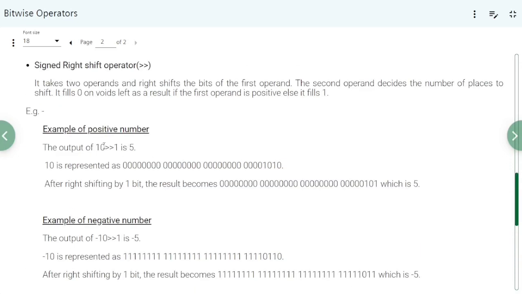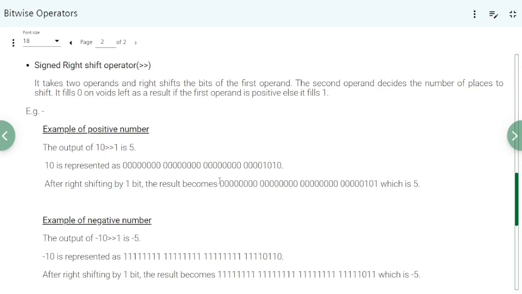So let's consider this simple example. Here we are taking an example of a positive number. We know how to represent a decimal number in binary. So we have a positive 10. We have to say positive 10 because this is the right shift operator. So this is a positive number, and we will represent it.